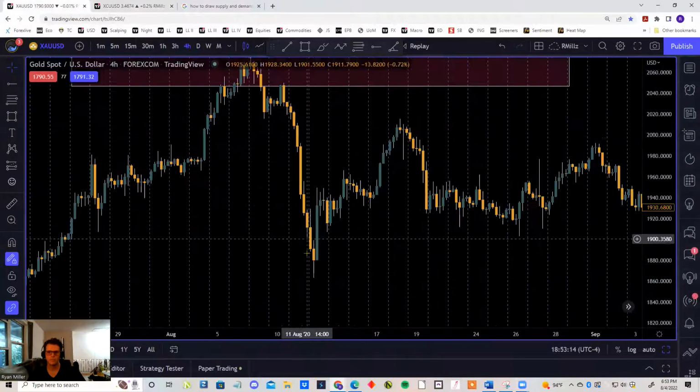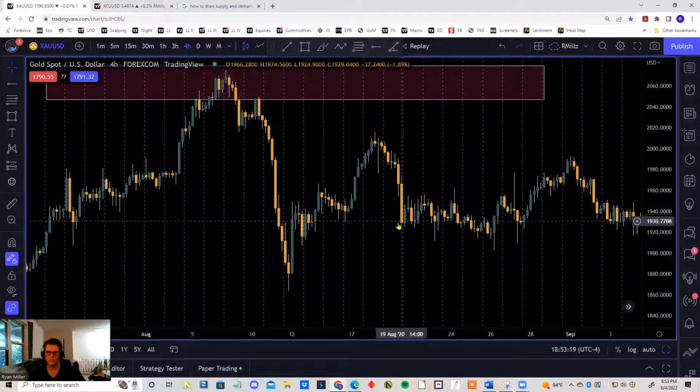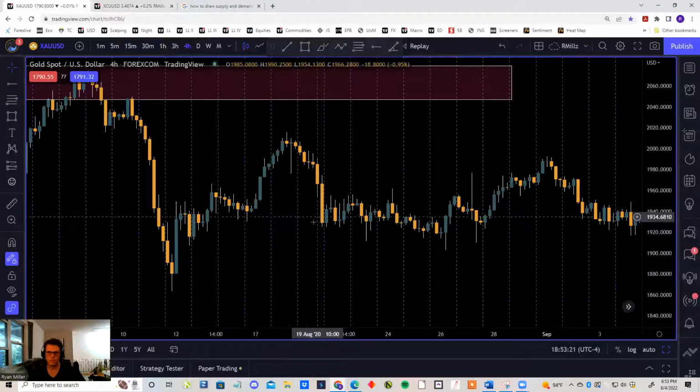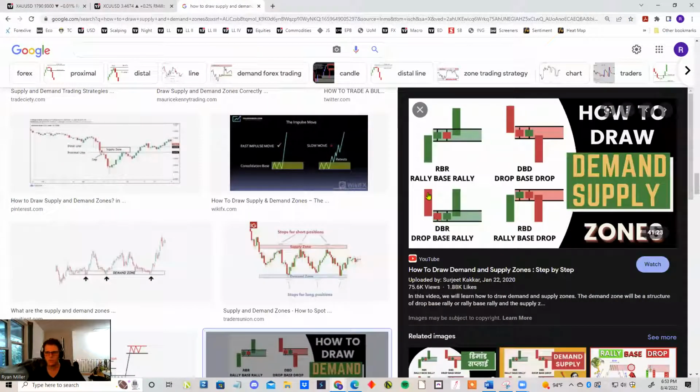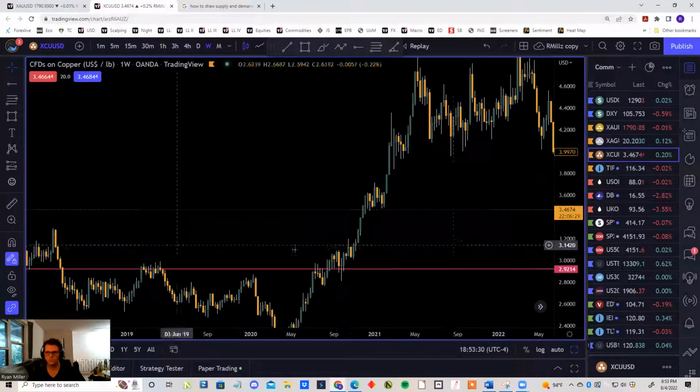And then you'd find the same situation on the other side with demand. Right? These bigger candles that are right next to each other with no small candles in between, they look like this on smaller time frames. And then one last one I need to show you.